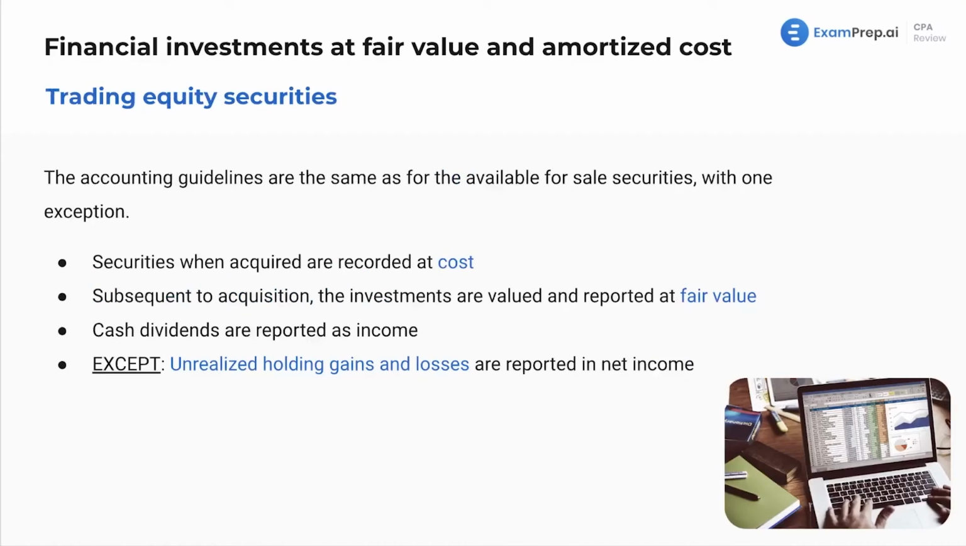Trading equity securities, so you're just buying some stock to trade, to make some money in the short term. The accounting guidelines are the same as the available for sale securities with one exception. The only difference here, unrealized holding gains and losses are reported in net income. If you've had your eyes and ears open for the past couple of minutes in this section, you probably knew that already. All right, same as debt there, reported in net income. Everything else is the same.